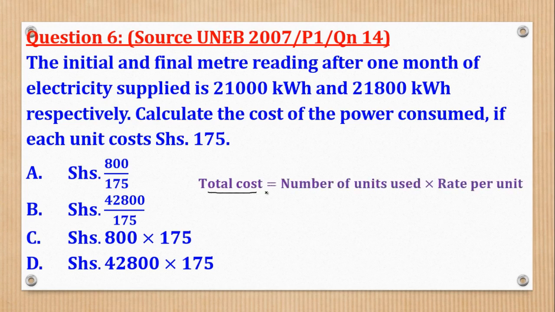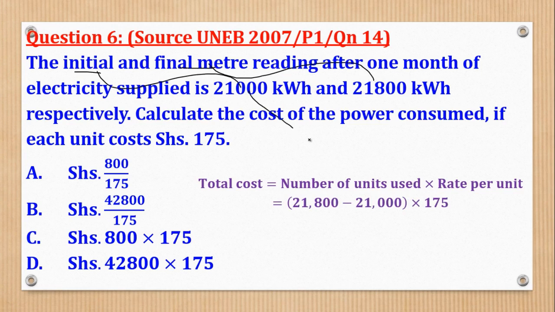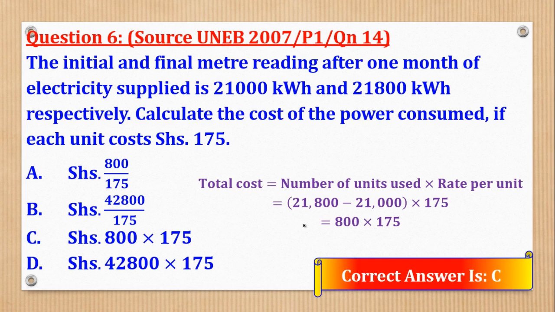So you know that total cost is equal to number of units used times the rate per unit. So number of units used, you shall get by subtracting. At the beginning, initial it was this reading, final it was this reading. So the number of units used will be got by subtracting the 2. Then the rate per unit is here, so we shall multiply. So when I multiply the 2, I'll come up with this 800 times 175, which is C.